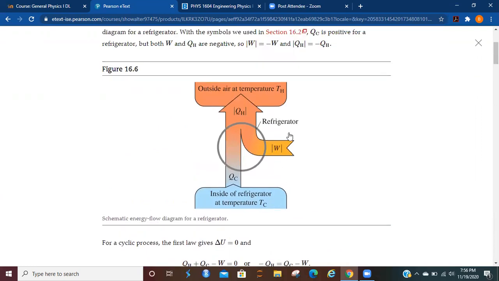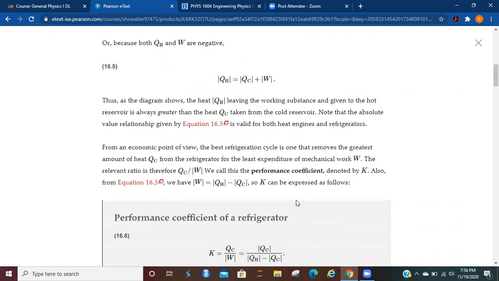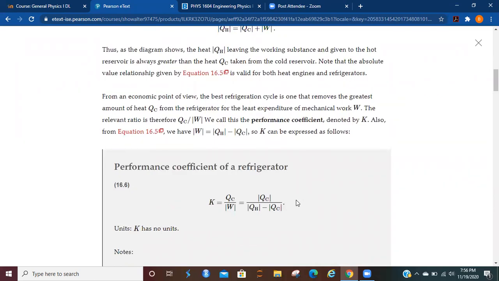The way I think of it, and what was discussed in the previous section, is if you consider these to be pipes, the size of this pipe plus the size of this pipe is going to end up being the size of this pipe. The same thing works in reverse for the heat engine.